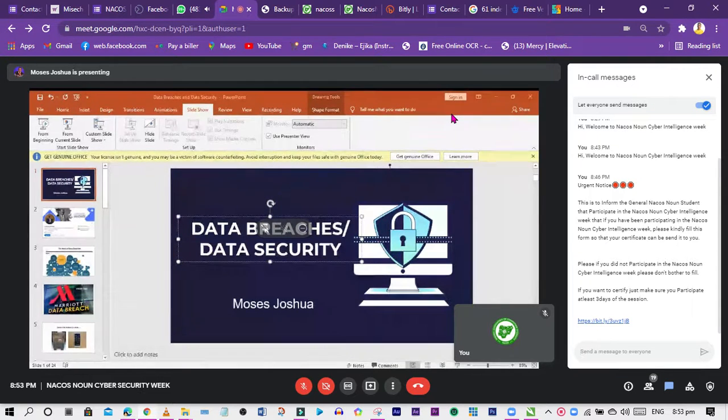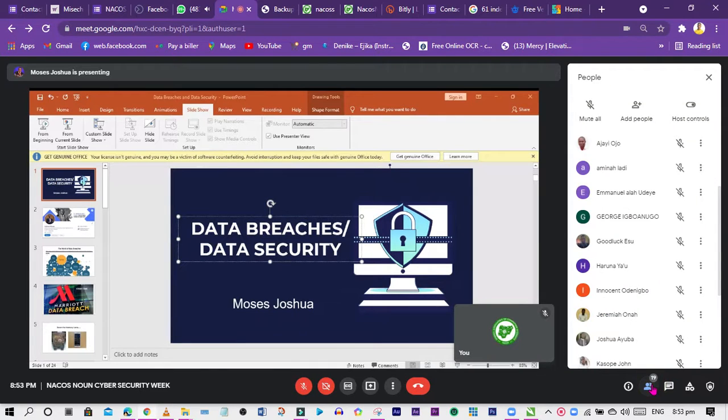Now, the modern computer environment. As a computer science student, you agree with me that we have a numerous amount of data every day. Data are generated every second, right? A lot of data are generated. Now we have some sources that we can get this data from, and those are the same sources that attackers also focus their attention on.